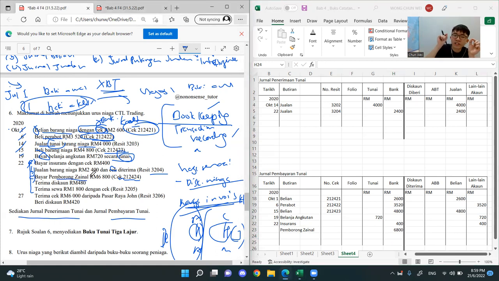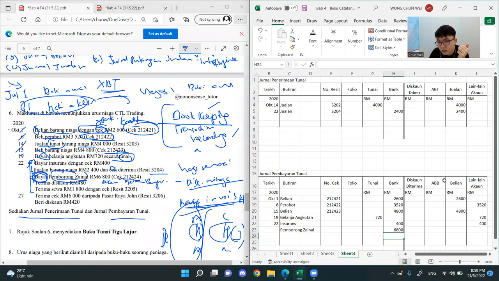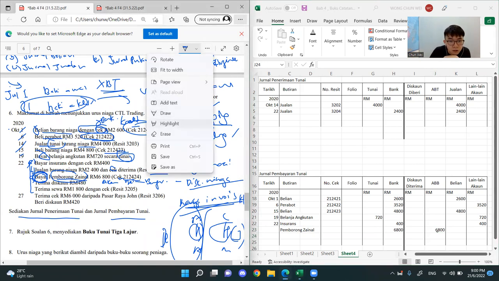Okay, now, who is this pemborong Zaina? Now, normally when you see a name there, pemborong Zaina ke, pemborong apa atau kedai apa, you bayar. Maksud, this is actually a account belum bayar. So, here, the pemborong Zaina is under the ABB, account belum bayar, 6,800. Okay, wait. Okay. So, not done yet.